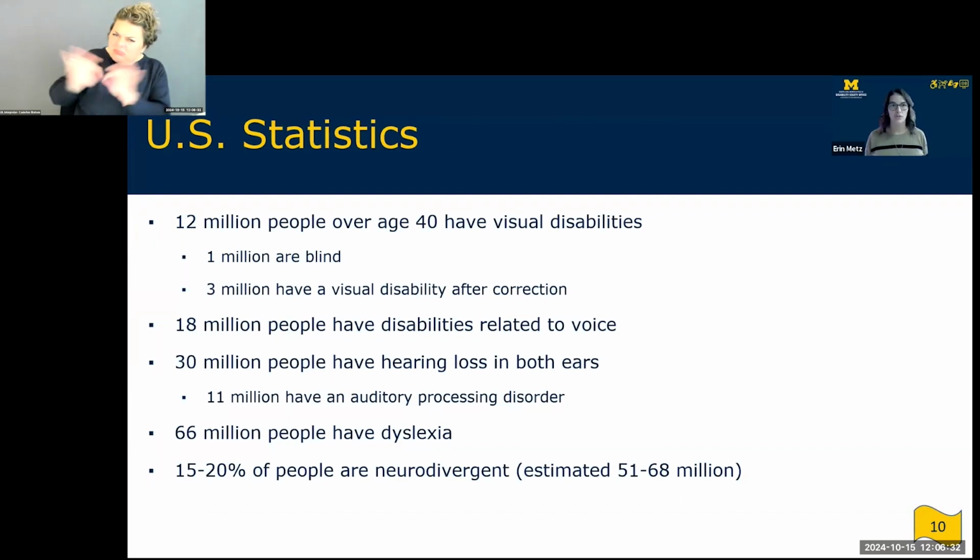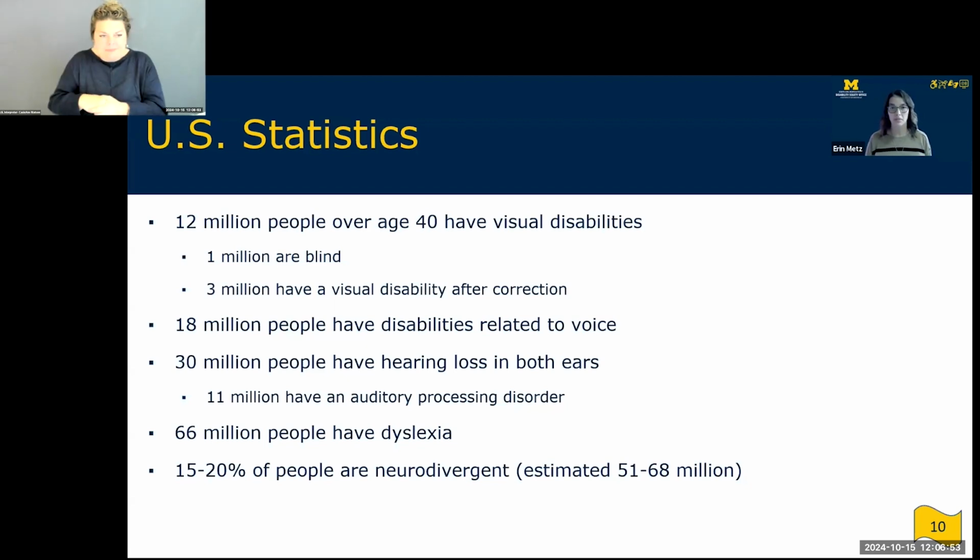So, some quick stats for the US are that 12 million people over the age of 40 have a visual disability. A million are blind, and 3 million have a visual disability even after correction. So, whether that's glasses or contacts, a cataract surgery, or anything of that nature.